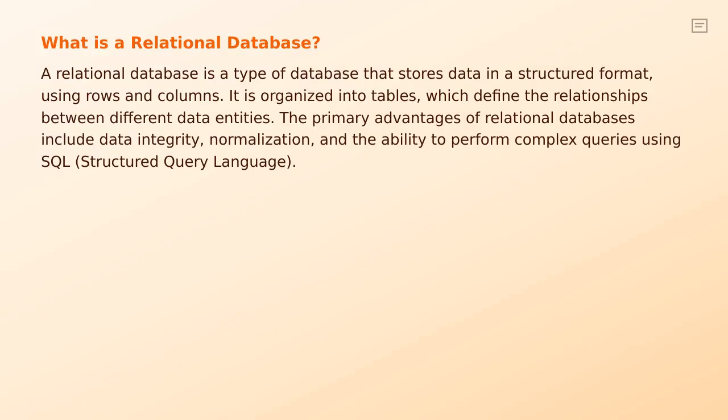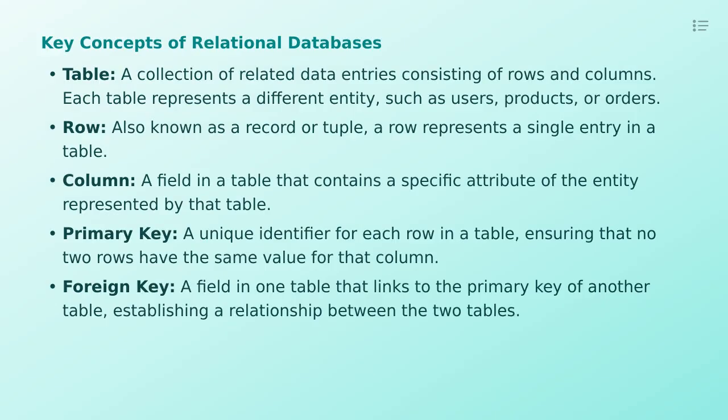This section covers what a relational database is. A relational database is a type of database that stores data in a structured format, using rows and columns. It's organized into tables, which define the relationships between different data entities. The primary advantages of relational databases include data integrity, normalization, and the ability to perform complex queries using SQL, Structured Query Language.